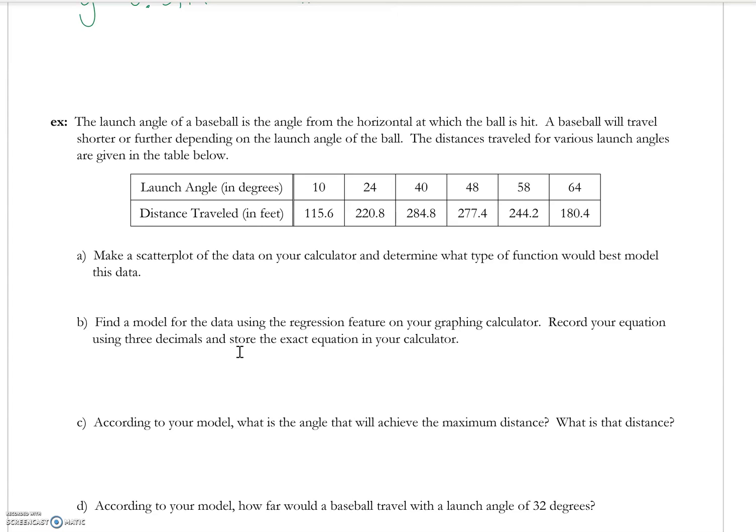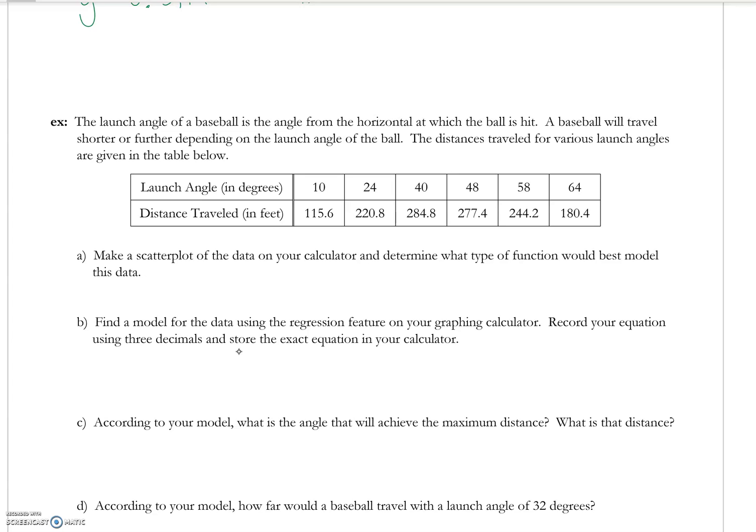So basically in this table, we're measuring the angle from which the ball is hit, like upwards, and how far the baseball traveled in feet. This time, I do want to actually make a scatter plot of the data to see what type of function would best fit this.